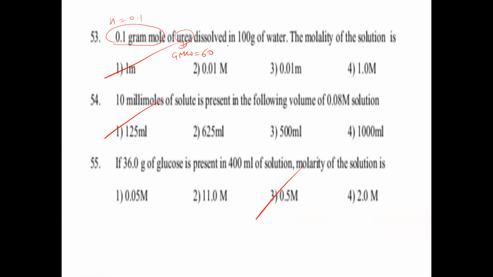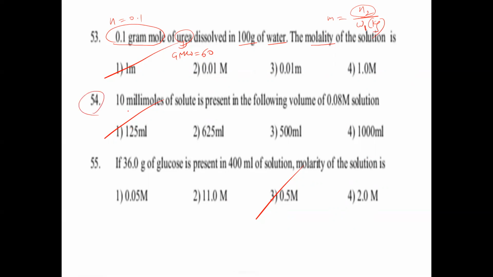60. So this urea is dissolved in 100 grams of water. The molality of solution is what? So molality formula: number of moles of solute by mass of solvent in kilograms. Mass of solvent in kg we have taken. Number of moles of solute divided by mass of solvent in kilograms is molality. This formula we had applied. And answer is 1 molal.